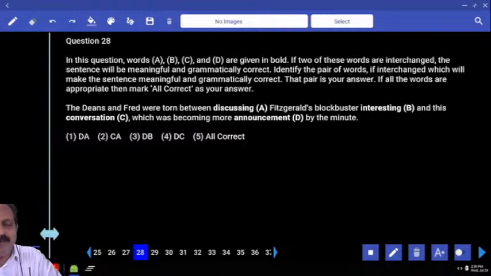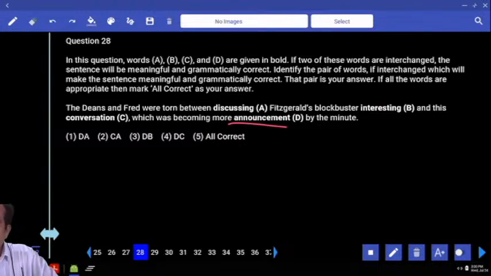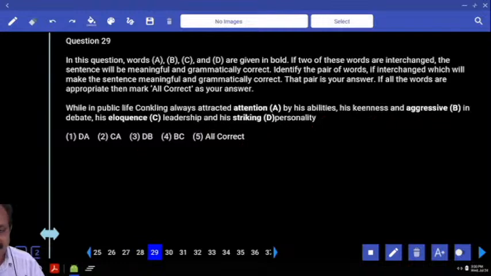The Deans and Fred were torn between discussing Fitzgerald's blockbuster interesting. Blockbuster interesting, does it make any sense? Blockbuster announcement. And this conversation which was becoming more interesting by the minute. That's an important expression. It is becoming more serious by the minute. It is becoming more interesting by the minute. It's a standard expression. So which two words you can change? Which option is that? Underline the word discuss and hold it. After the last one, I will spend a few minutes.